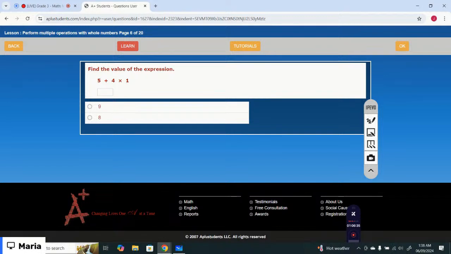Find the value of the expression 5 plus 4 times 1. Which is the correct option? You have to do 4 times 1 first, right? 4 times 1 is 4 and 4 plus 5 is 9. The correct option is 9. Option number 1 is the correct option.